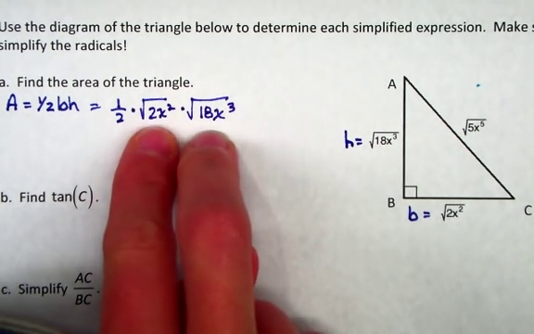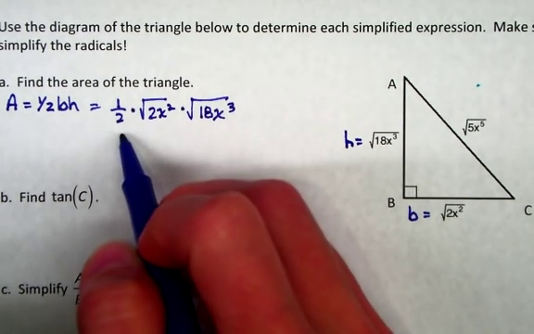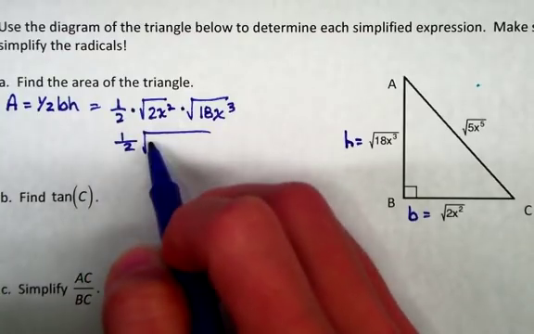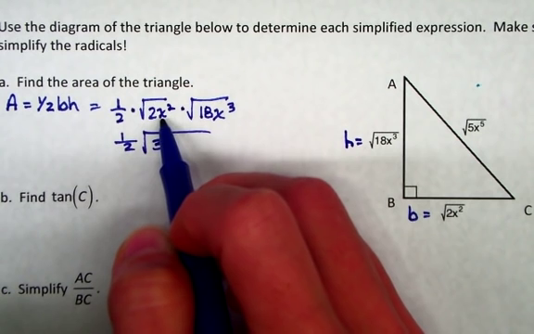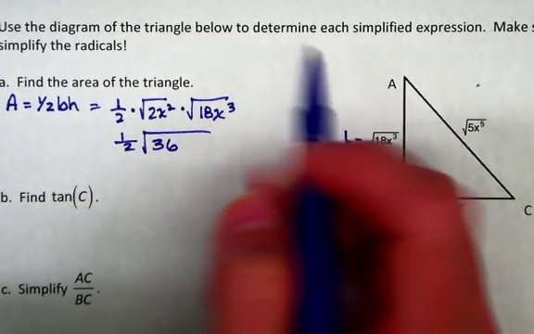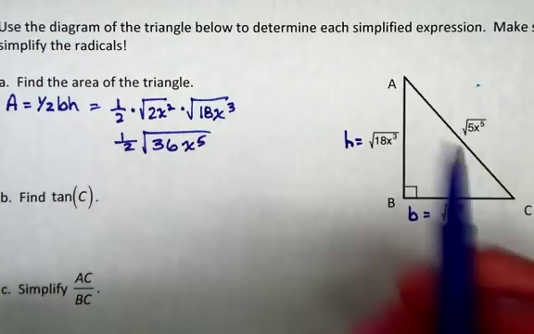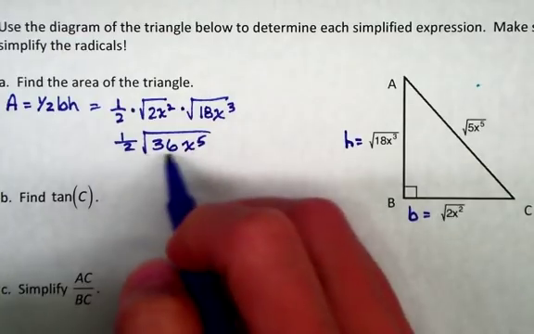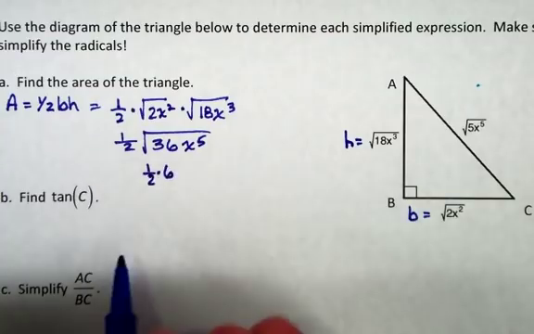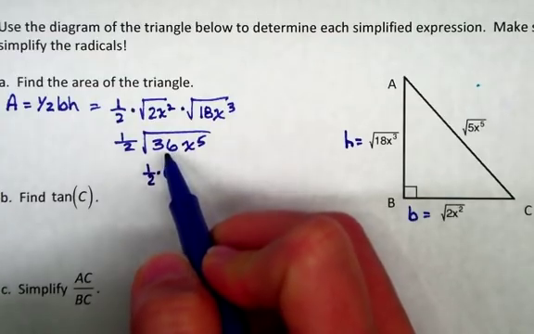Anytime you have square roots, we can combine those underneath one root. So this becomes 1/2 the square root. 2 times 18 is 36. X squared times x cubed is when we add the exponents. So this is x to the 5th. The square root of 36 is 6. So that's a perfect square, 6 times 6.